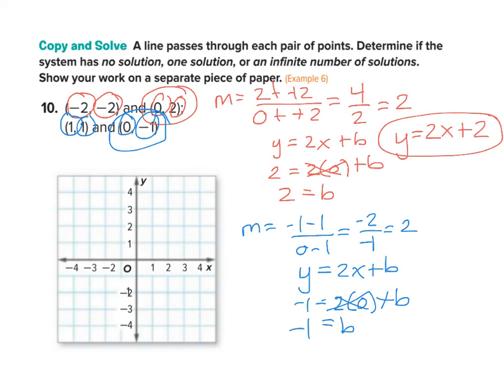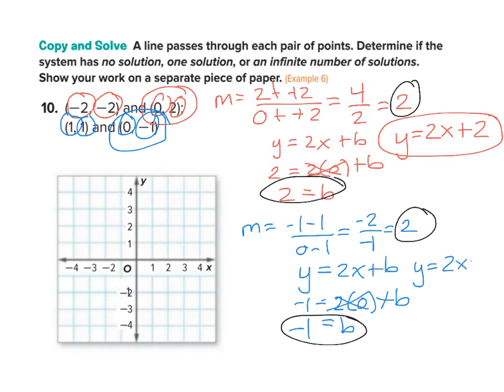So they both have the same slope of positive 2, but they have different y-intercepts, so negative 1 and positive 2. So my equation of my line for my second equation is y equals 2x minus 1. Now I'm going to graph those. So using the color red for the first equation, 2, and then my slope of 2.